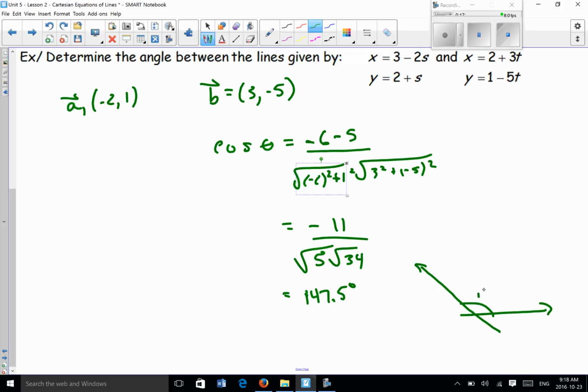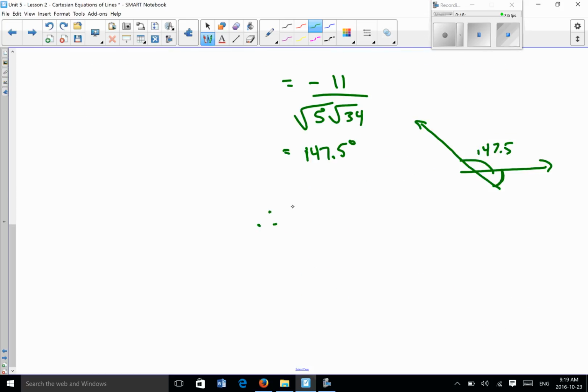So in this situation, obviously we have two lines, vector A and vector B. They're crossing at 147.5, which is fine, but remember we always want to talk about this acute angle here. So the angle between them would be 180 minus 147.5, or in other words, 32.5 degrees. And that's Cartesian equations and angles.